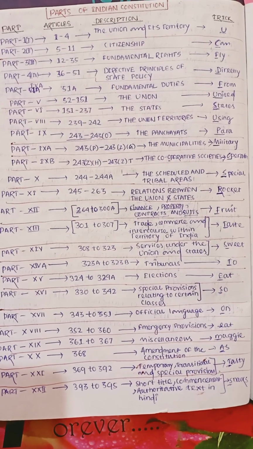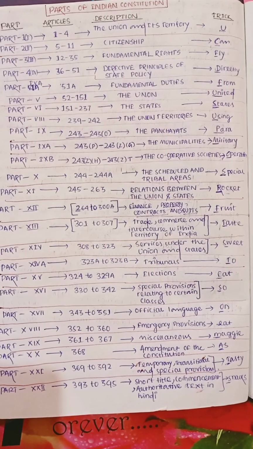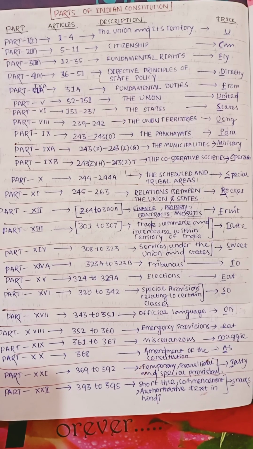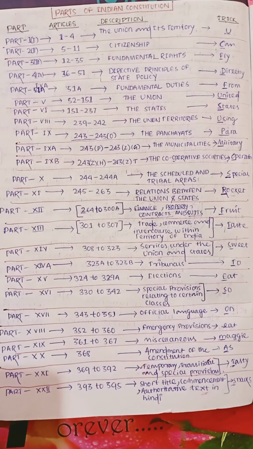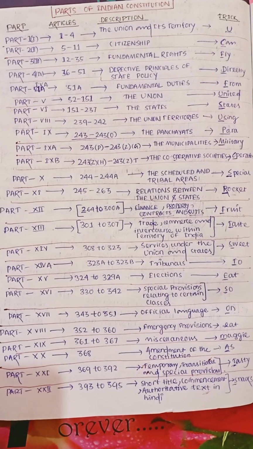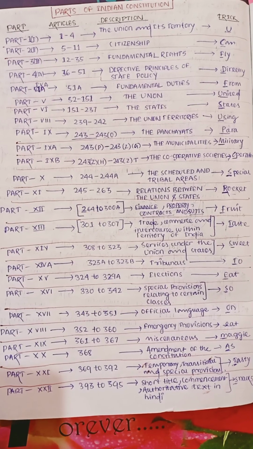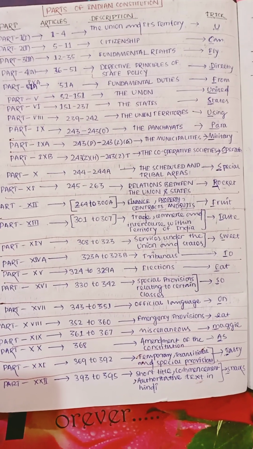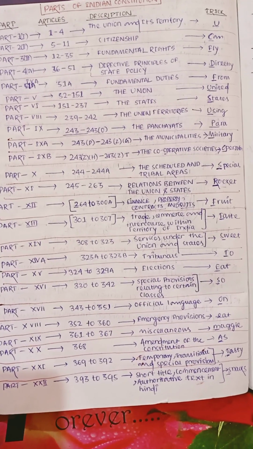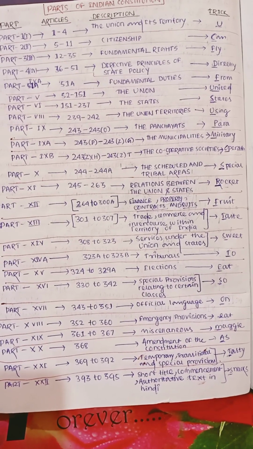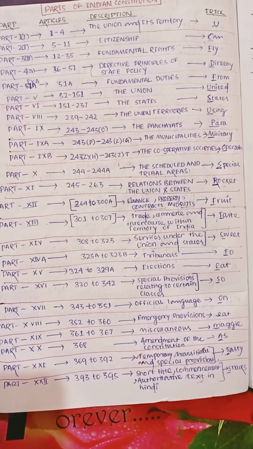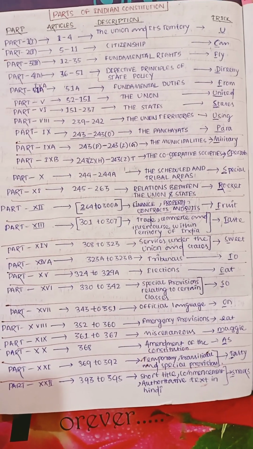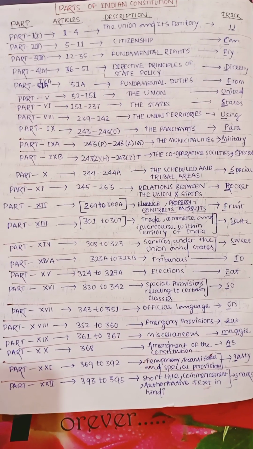In this session, we discuss the tips and tricks to remember the parts of Indian Constitution. At first, in part 1, we have Article 1 to 4, and the description is the Union and its territory. So, after we finish our part, we discuss about our tricks. Now we discuss about part 2.